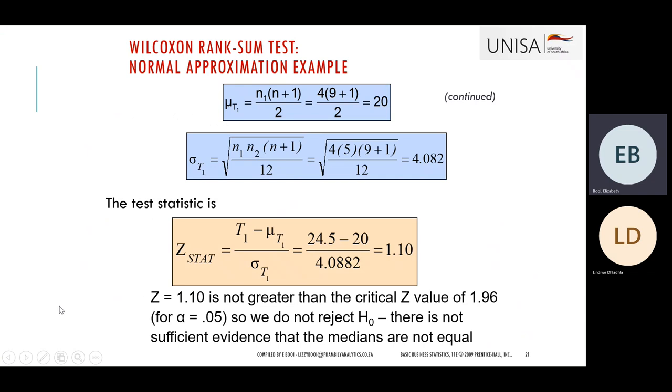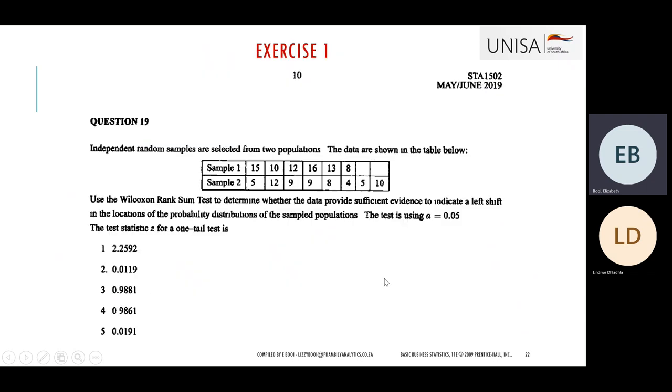Okay, so since our critical value is 1,96, it is greater than the Z test. So we do not reject the null hypothesis because the value is below 1,96. Therefore, there is not sufficient evidence that the means are not equal. And that's how you do the hypothesis testing. Let's look at the example, and then we're going to look at the last type, the Wilcoxon or the non-parametric test.